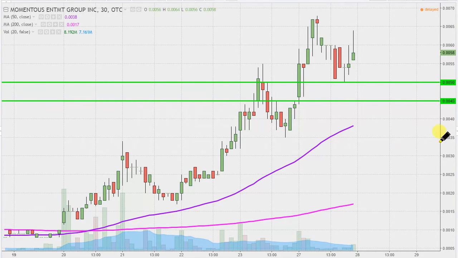From the big picture perspective, though, as long as the price is up above that purple line there, which is the 50-period simple moving average, then the overall trend is in the bulls' favor. So, like I said, bulls are in full control as long as the price is up above that purple line.